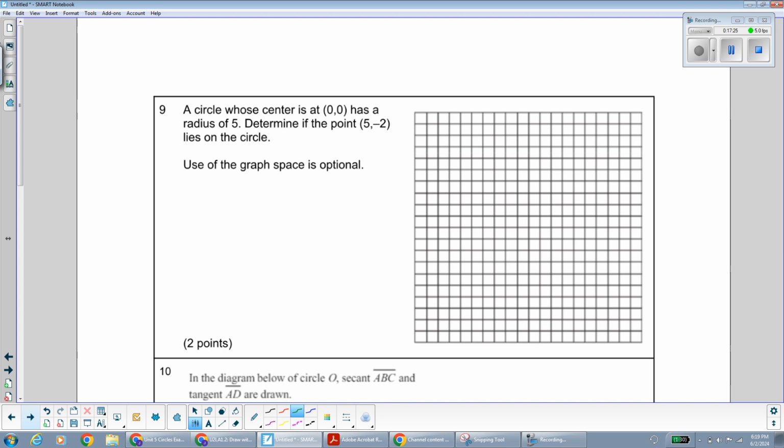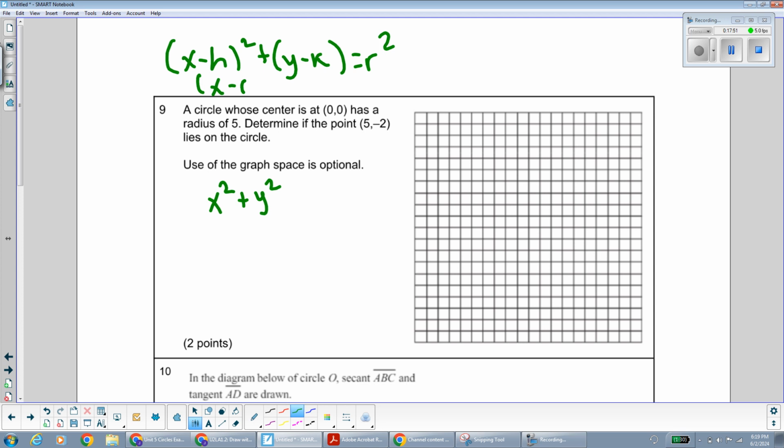Over here, we needed to determine if the point lies on the circle. So first I'm going to do it not graphically, and then I'm going to do it graphically and talk about what people might have done incorrectly. So not graphically, I'm just going to write the equation of the circle. The center is 0, 0. So that's x squared plus y squared, because remember, this is the format for the equation of a circle. If it's minus 0, that's the same thing as x squared plus y squared, and equals radius squared. The radius is 5, so radius squared is 25.